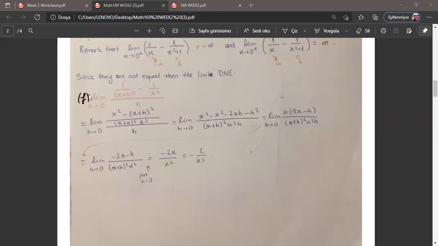As you see, the limit is taken with respect to h, so here x can be seen as a constant. That's why we can find the limit in terms of x.